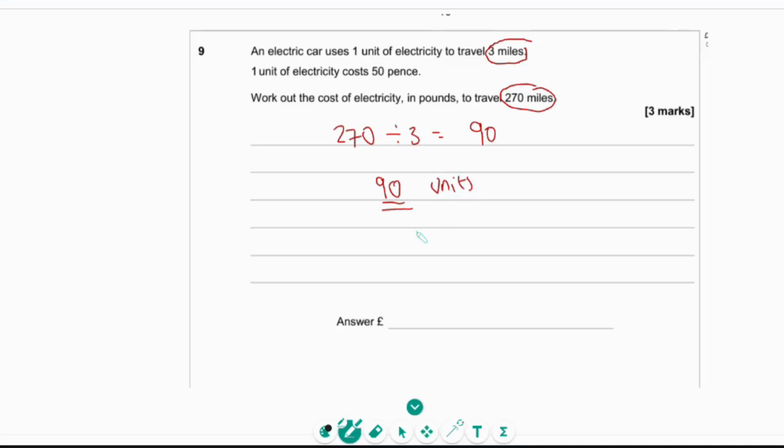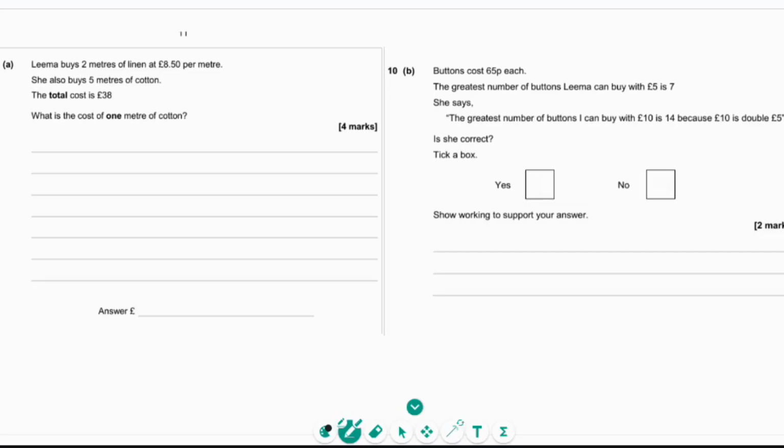1 unit of electricity costs 50p, so 90 times 50 will give me the cost in pence, 4,500 pence, which is £45, because £1 is 100 pence.